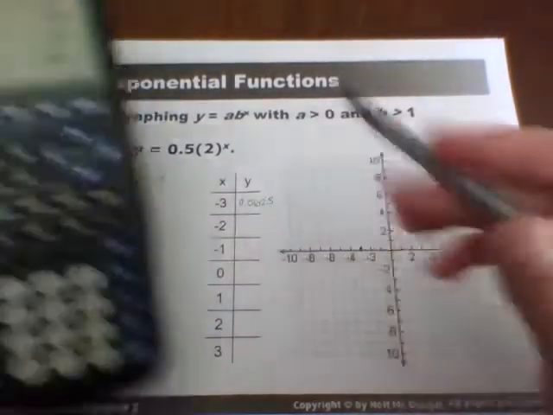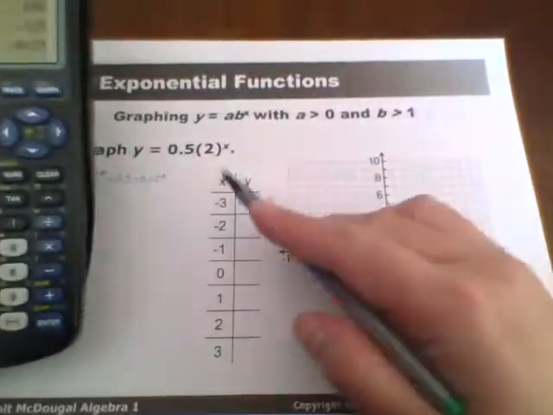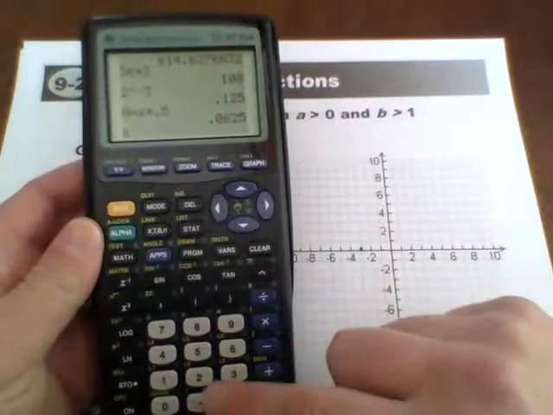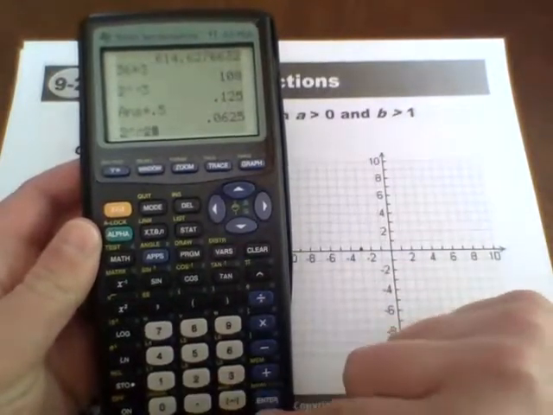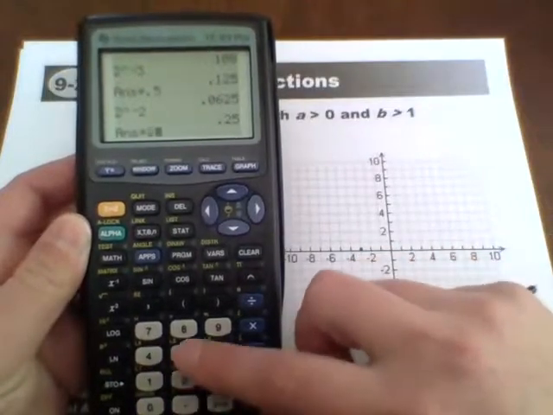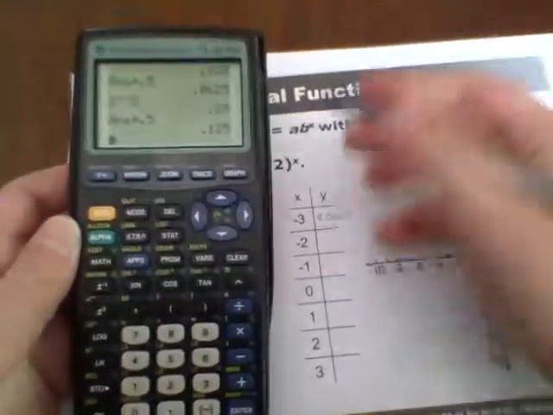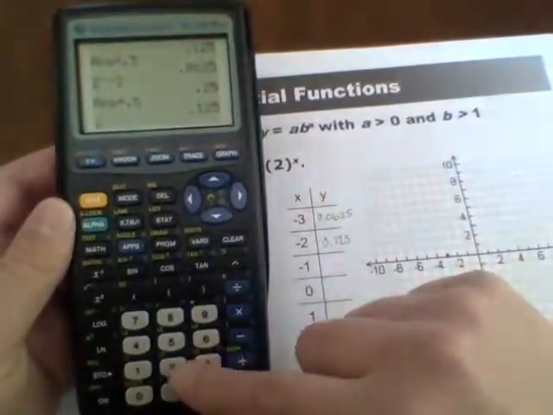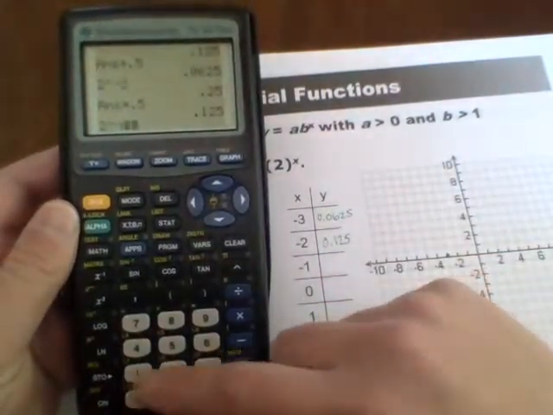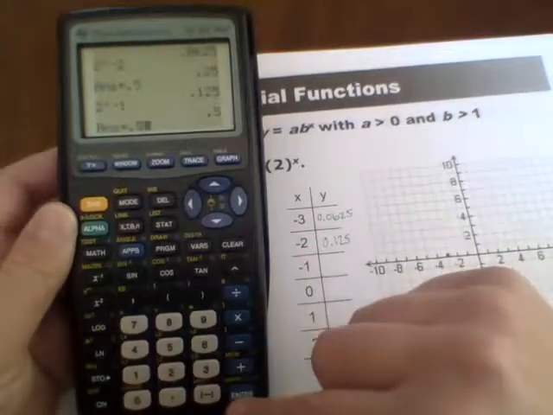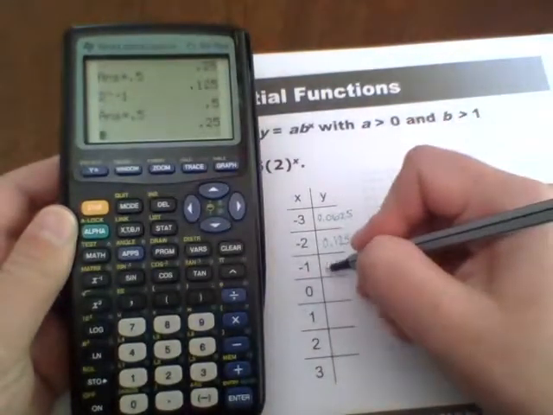Then we're going to do a -2. So again, all you're doing is taking 2 to this x value. So 2 to the -2 in this case. And then that number is going to be multiplied by 0.5. And so we'll have 0.125. If we plug in a -1, that's 2 to the -1, and that's going to be multiplied by 0.5. So 0.25.